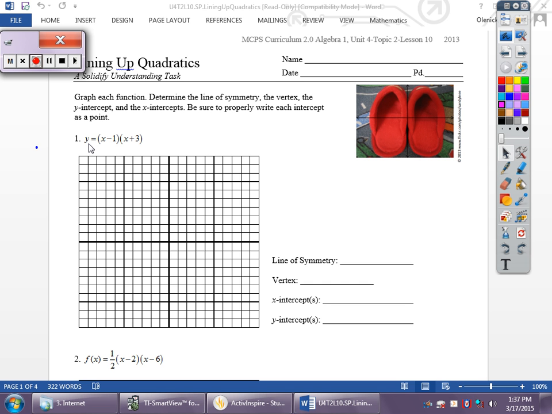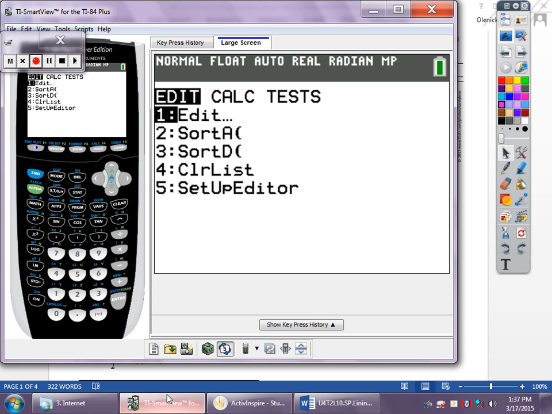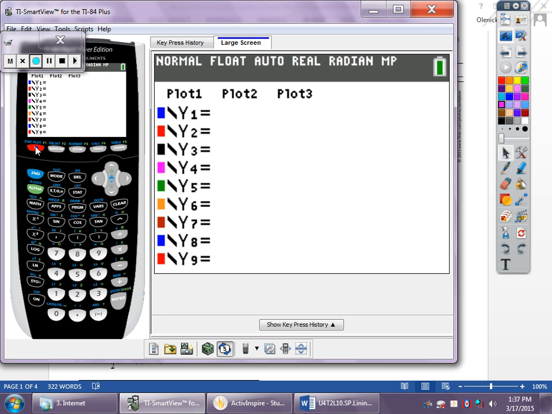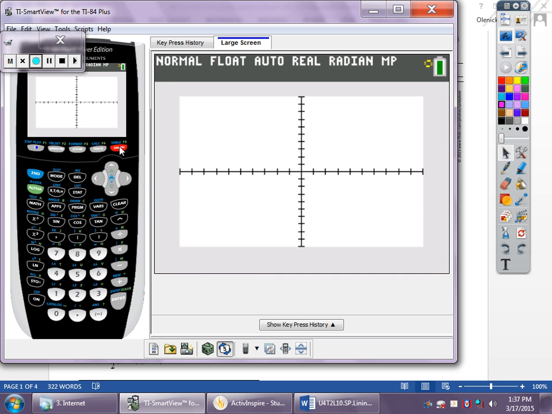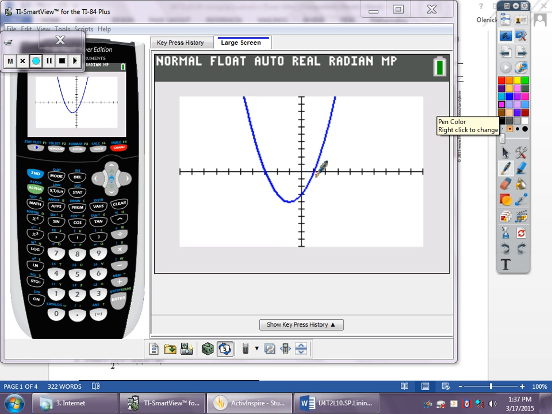I see y equals. I'm going to go ahead and use my graphing calculator, and I'm going to go to y equals, and I'm going to type in the equation, which is parentheses x minus 1, parentheses x plus 3. I'm going to go ahead and hit graph so I can see the picture. And I'm going to look for some significant points. Let me go ahead and mark some of these significant points. I have positive 1, negative 3, negative 3, and negative 1, negative 4. So on my graph paper, I'm going to go ahead and mark those.